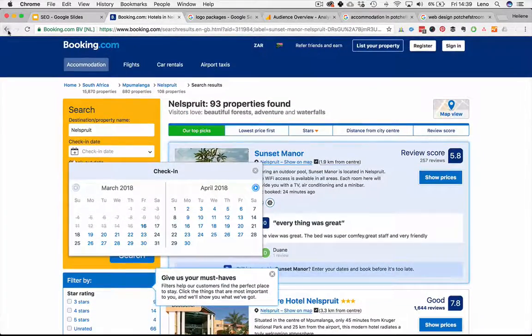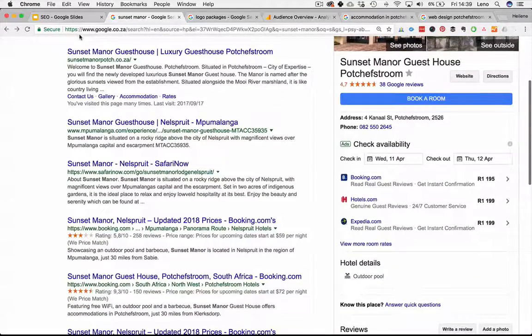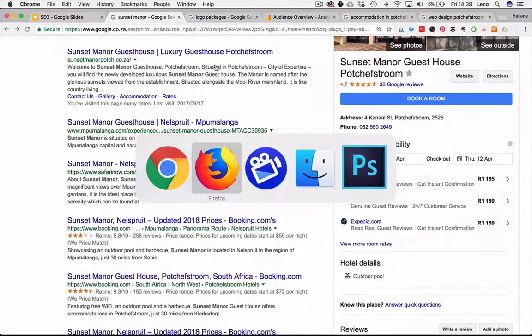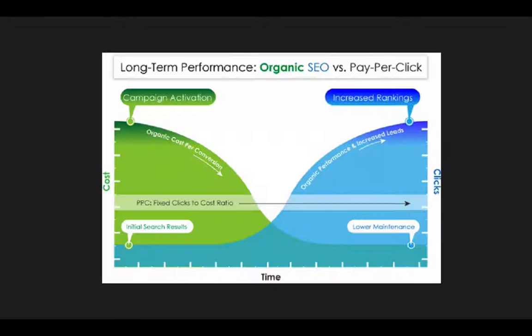Okay, so let's go back and look at a slide that I would like to show you. So when we start a search optimization, this is time. So it takes time, and we're talking about organic or SEO search. The initial search results will be low, but it grows over time.